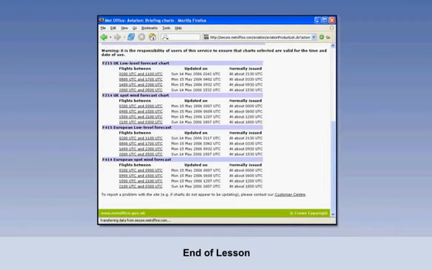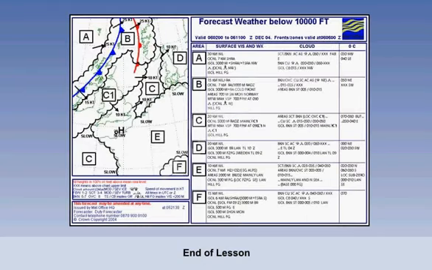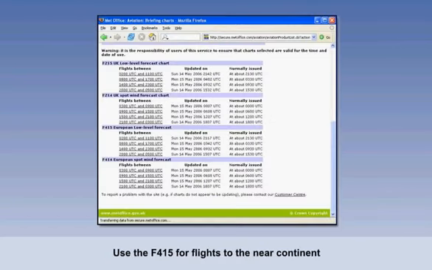The low-level significant weather forecast charts can be obtained from the Met Office website free of charge. For those general aviation pilots flying further afield, there is a chart which encompasses a broader area, and it's called Form 415. An example of this chart is shown on screen. Always ensure you select the appropriate chart to cover the time period you are flying. You can see that several charts are issued each day, and these have different validity times.